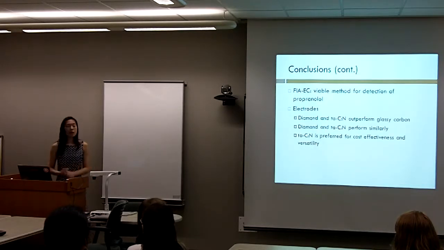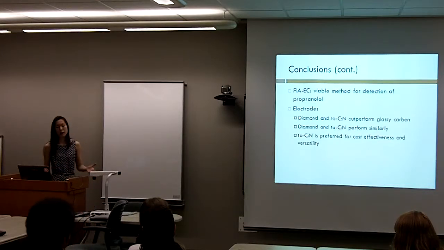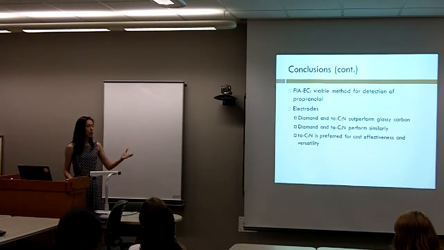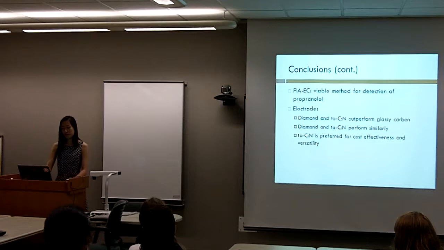So, in a broader sense, flow injection analysis with amperometric detection is a very viable method for the detection of propranolol. It's good. In terms of your electrodes, diamond and TAC obviously outperform glassy carbon, and while diamond and TAC perform similarly, TAC is probably preferred for its cost effectiveness and versatility. So TAC wins.